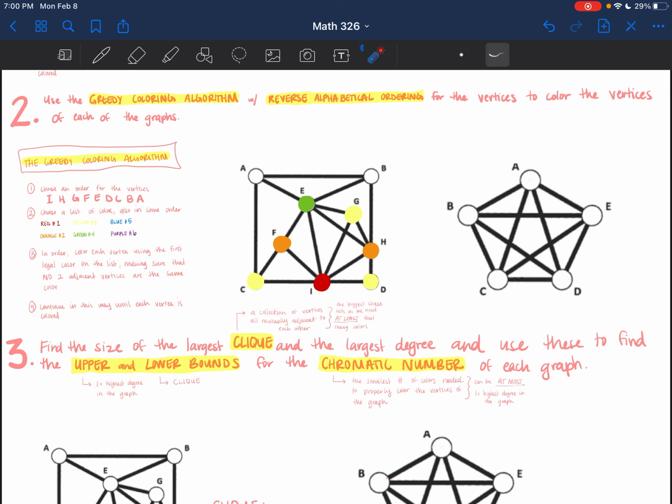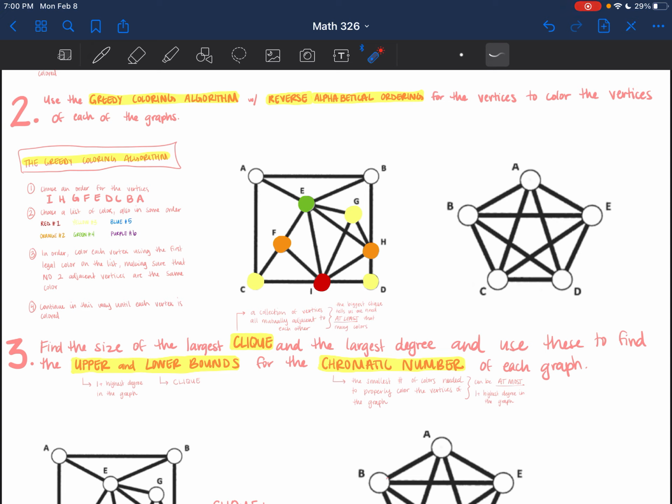We go to B, that's next in our reverse alphabetical order. B is touching A, E, and H. So we don't have to worry about A because it's not colored in. E is green, so green we can't use, and H is orange, so orange we can't use. So the first legal color is actually going to be red.